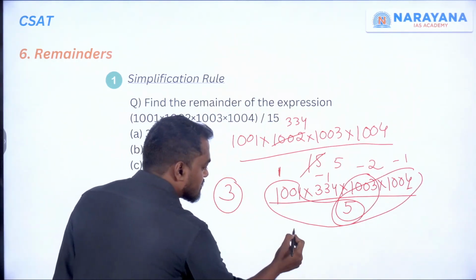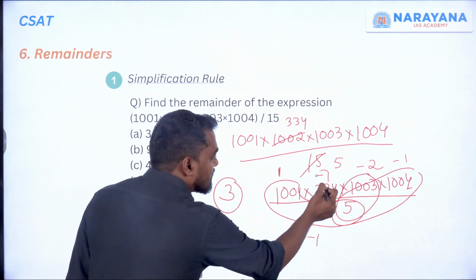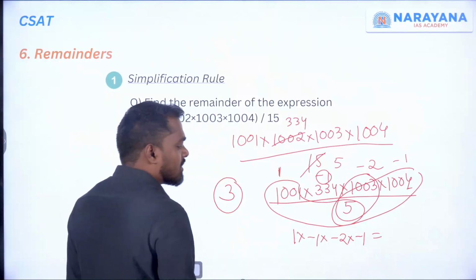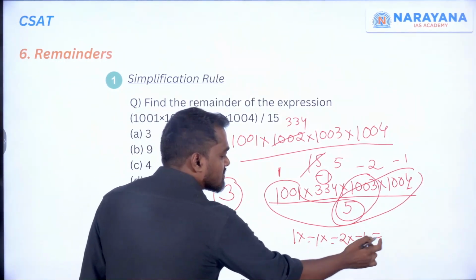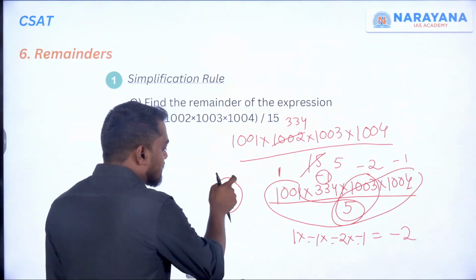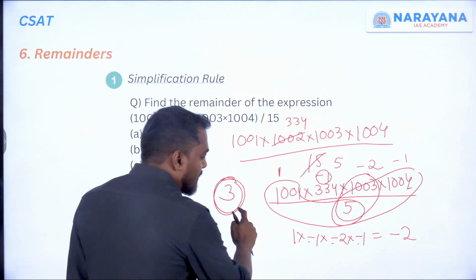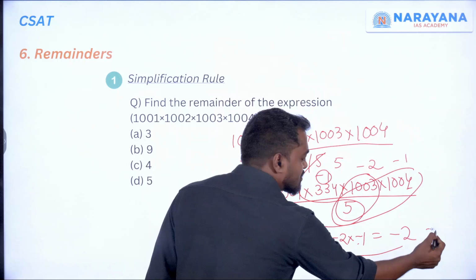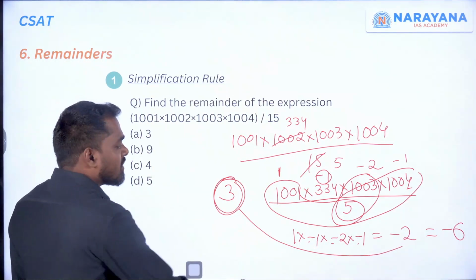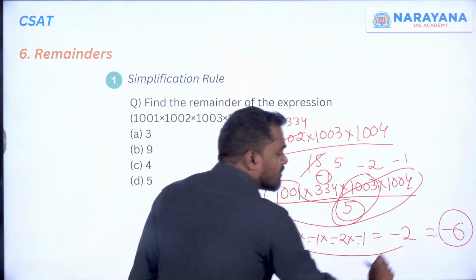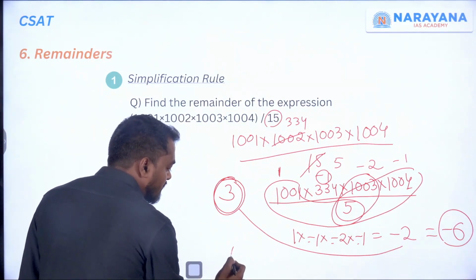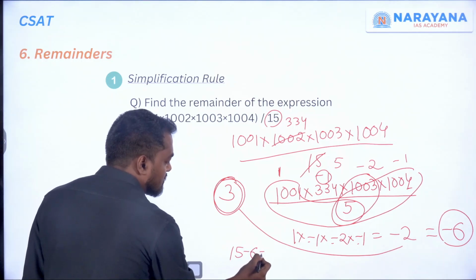So what are the remainders? 1 into minus 1 into minus 2 into minus 1. That is nothing but 3 times minus symbol is there, so minus 2. Now there is a factor you separated. Multiply these two. 3 into minus 2 is nothing but minus 6. Right? The remainder cannot be negative. To get the original remainder, what is the original divisor? 15 minus 6, 9.